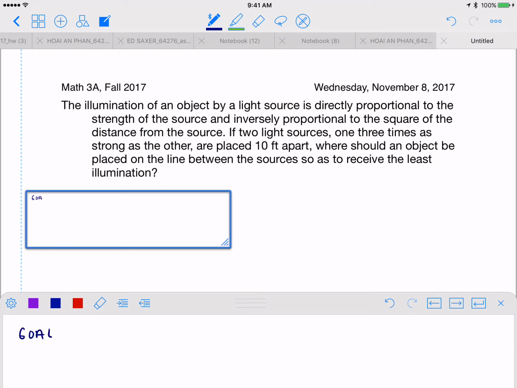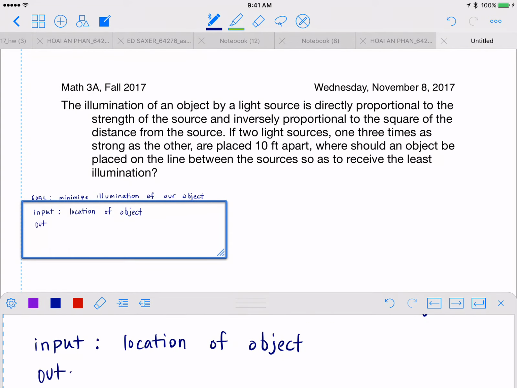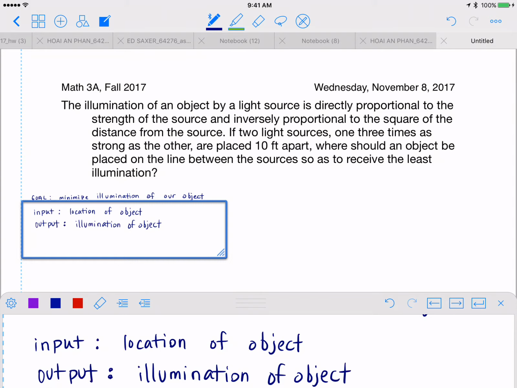So our goal is to minimize the illumination of our object. We need a function where the input is going to be the location of the object, and the output is going to be the illumination of the object at that location.